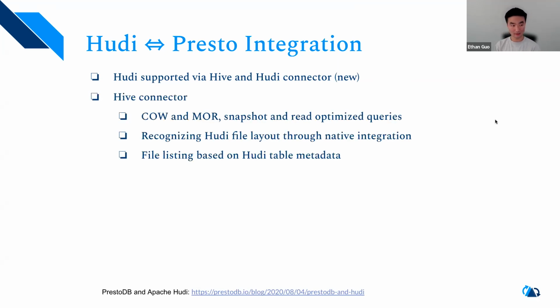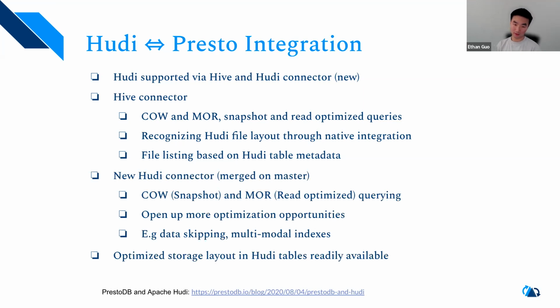For the Hive connector, snapshot and read optimized queries are supported for COW and MOR tables. And Presto is recognizing Hudi file layouts through the native integration. We use the Hudi table metadata to enable the file listing so that Presto can actually know what files should be read. For the new Hudi connector, which is merged on master recently, we support the snapshot query on COW and the read optimized query on merge on read.